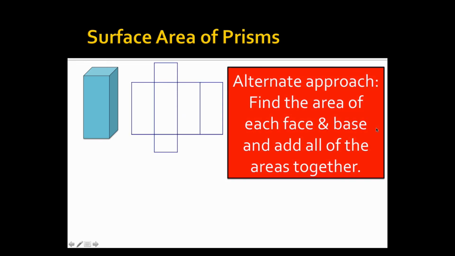Alternate approach we already talked about. Find the area of all the surfaces, add them all up, whether those surfaces are faces or bases or lateral faces, or that rectangle that we get from the cylinder.